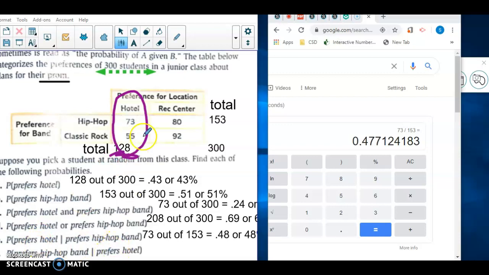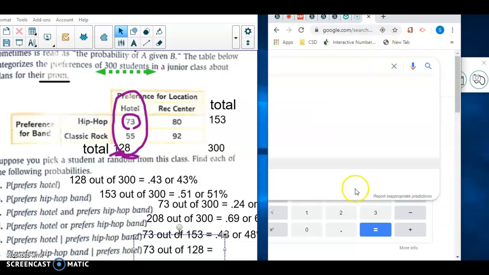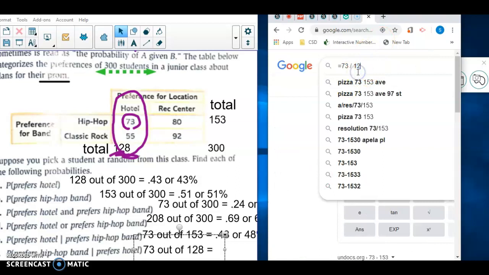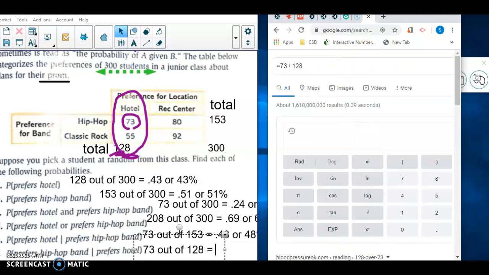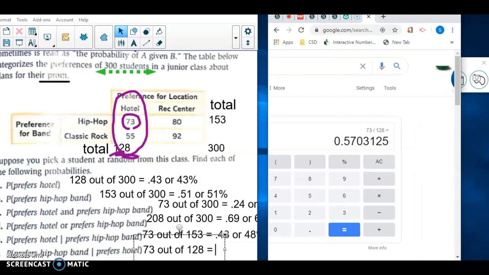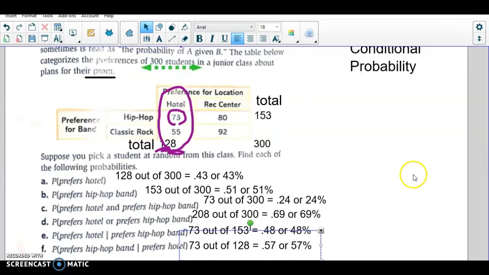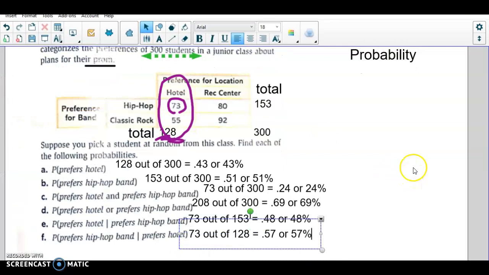Okay, so we know this one they prefer the hotel, so we're looking at this as our total. So it's going to say out of 128 here. And how many of those prefer hip-hop? Well, that's just 73 out of those. So instead of having 73 out of 153, it's going to be 73 out of 128, and we just have to redo our little math for that. So 73 out of 128. Okay, and 57%. So 0.57 or 57%. Okay? So this is how you would interpret the two-way table to figure this out.